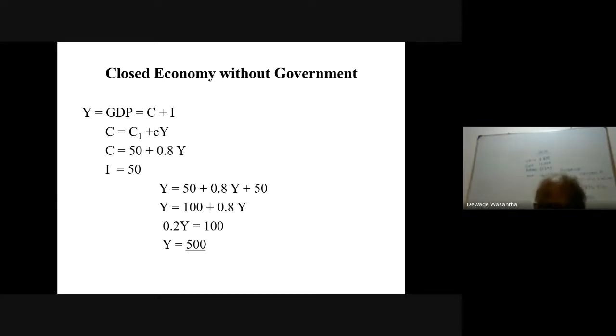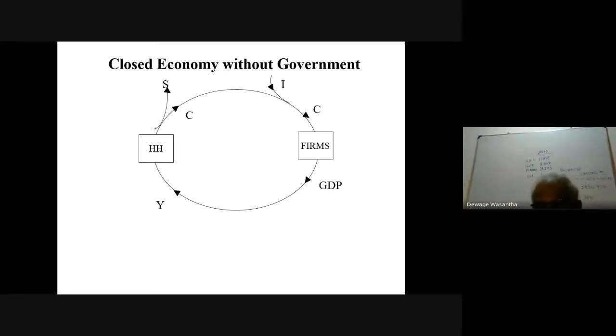Then Y equals GDP equals Y at equilibrium. We want to calculate GDP, or the income, Y. Y equals C plus I, which is 50 plus 0.8Y plus 50, since investment is 50. You substitute: 50 plus 50 is 100, plus 0.8Y equals Y. If you take 0.8Y to the left-hand side, Y minus 0.8Y equals 0.2Y. On the right-hand side we have only 50 plus 50, which is 100. Y equals 100 divided by 0.2, which is 500. For this model, GDP is 500. This 500 goes as income to the household. Understand? 500.